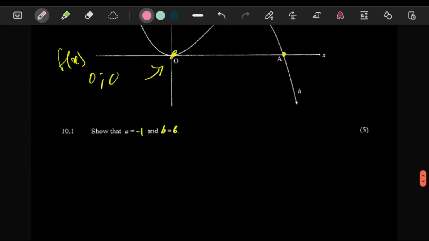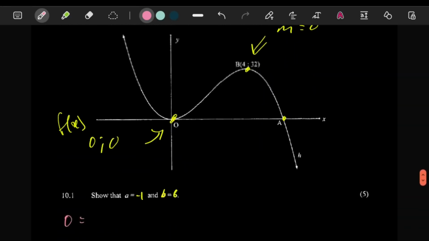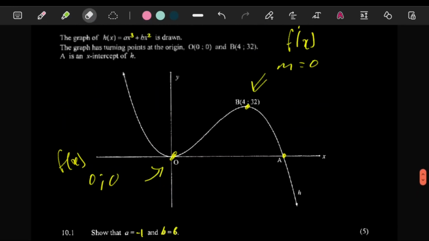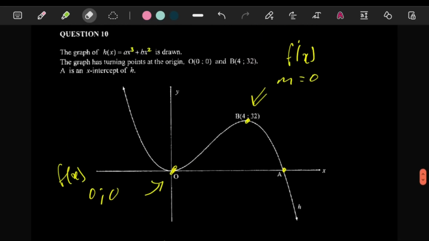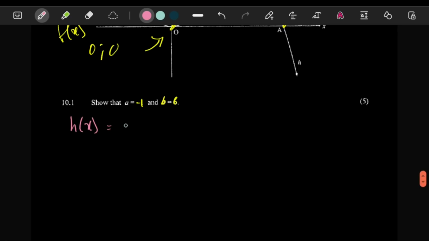So using the original equation, y is 0 where x is also 0. Oh, that's not working out. Okay, let's use our first derivative first to get an equation with A and B. With h of x, there is ax cubed plus bx squared. Let's differentiate this and equate it to 0.